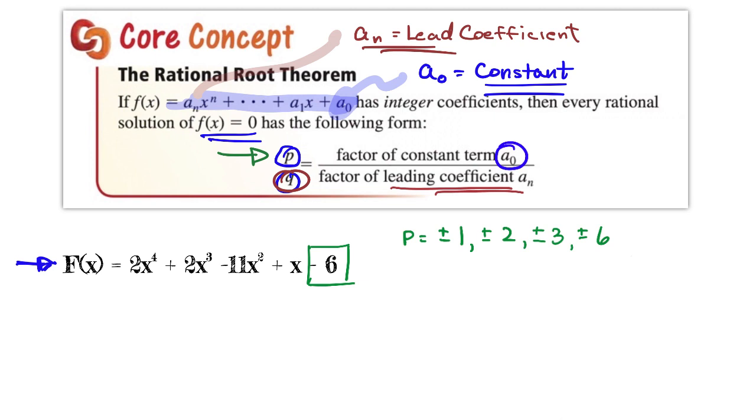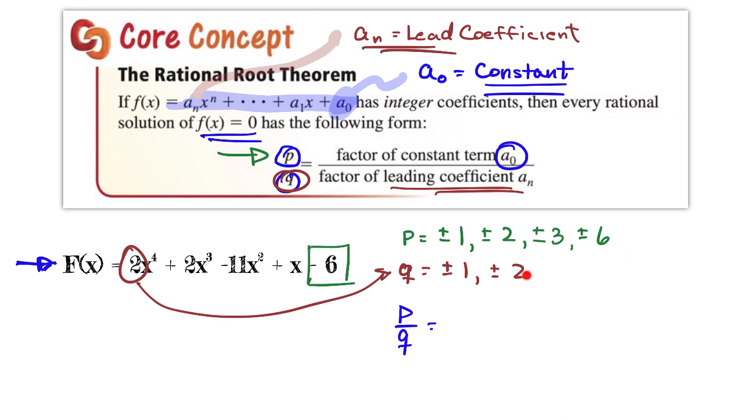The q comes from the lead coefficient. So q, what's 2 divisible by? Well, it's divisible by 1 and 2. And therefore, the possible solutions, if it does have a rational solution, are going to be the ratio of all these p's over all these q's. Now you have to do all the combinations. So you have to do 1 over 1 and then 1 over 2, and 2 over 1 and 2 over 2, and 3 over 1 and 3 over 2, and 6 over 1 and 6 over 2. I'm going to write these out without simplifying, and then we'll show you how you can simplify them.